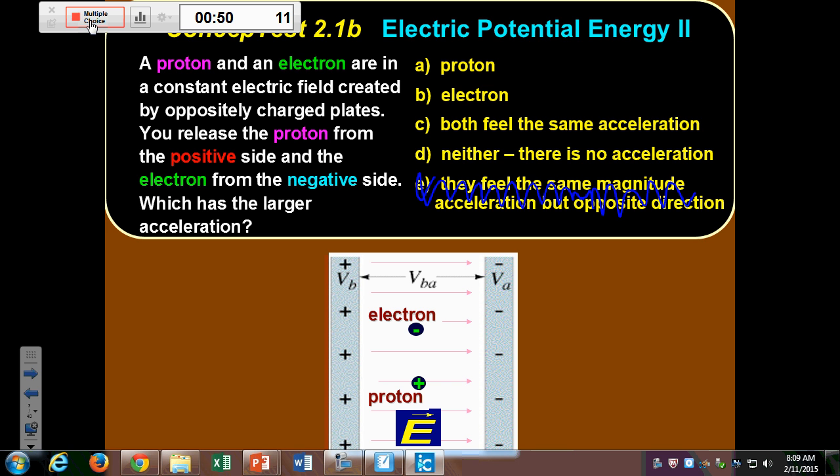Does that answer your question? Ask your question again. I'm sorry. You mean the magnitude of the acceleration? The magnitude of the acceleration, yeah. So which one has the larger magnitude of acceleration? Is it the proton, the electron? They have the same magnitude of acceleration, or they don't accelerate at all? All right, just a few more seconds. I'll stop at 125.